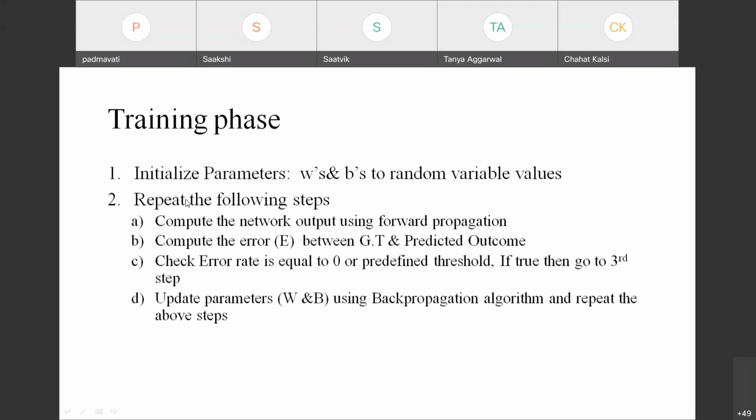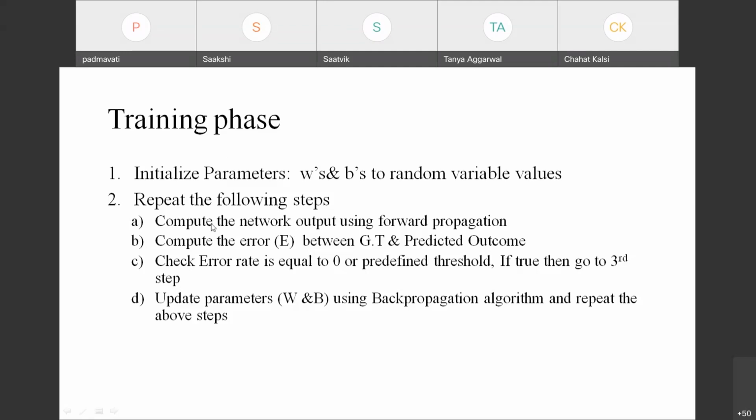In the next step, after initialization of W_i's and B_i's, we compute the network output using forward propagation. We have already seen how to compute the network output with forward propagation in the last session, correct? With the help of pre-activation and activation layers of each neuron of each hidden layer, we perform some computation in each hidden layer and in the output layer, and at the end we will get the output, right?